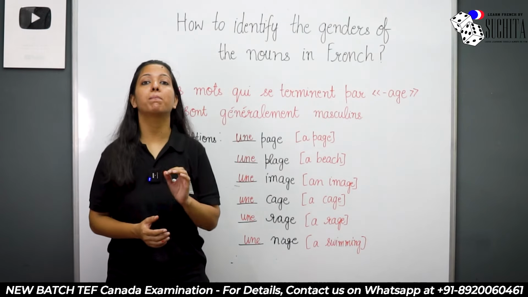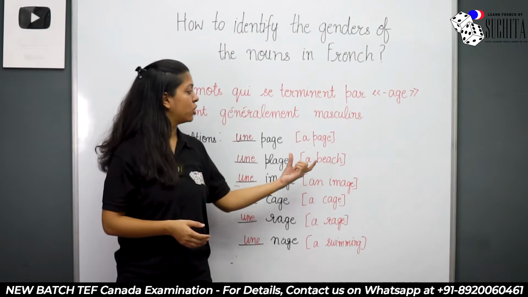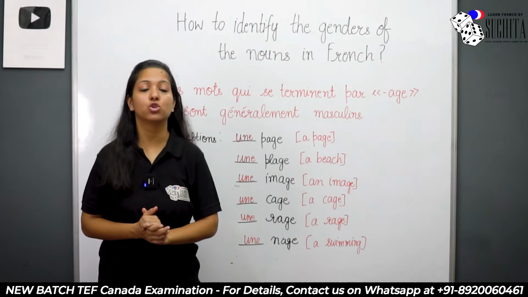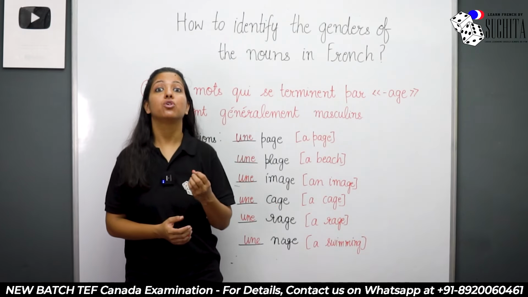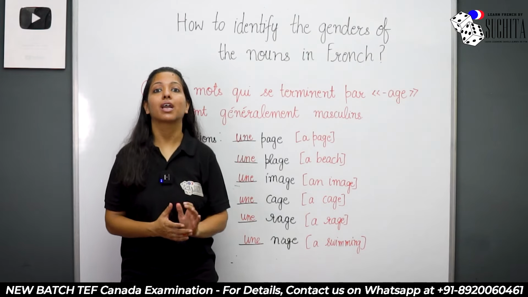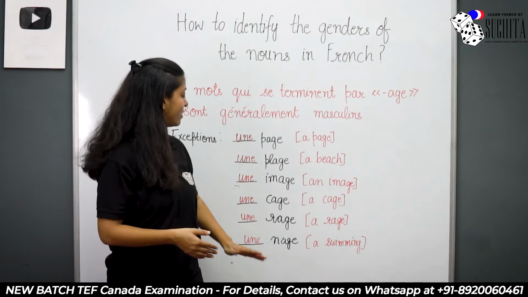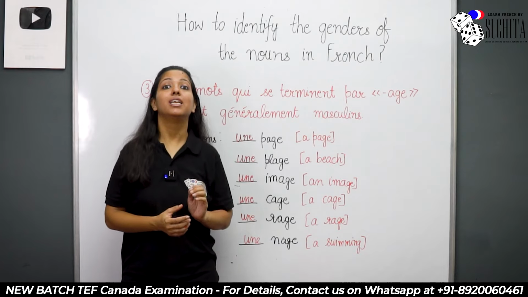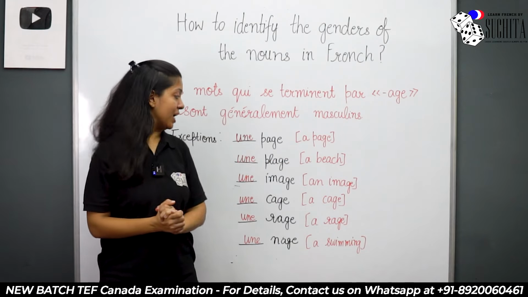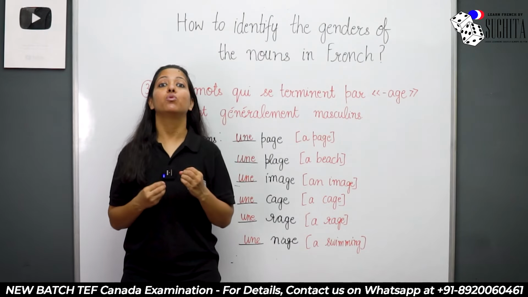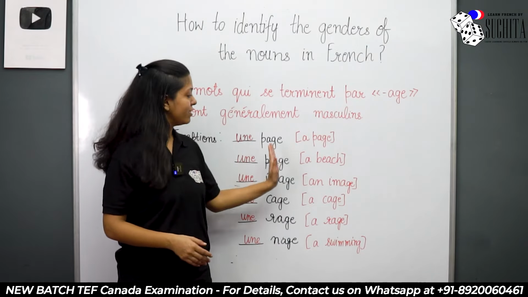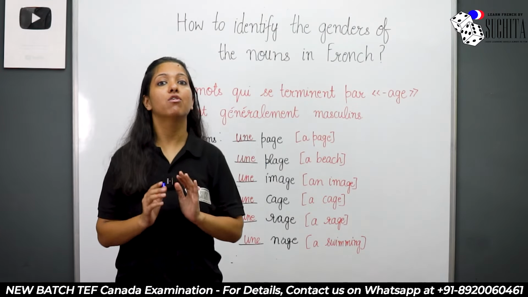The next one being une plage, a beach. Une image, which means an image. Une cage, which is a cage. The next one, une rage, a rage. And the last one, une nage, which means swimming. So I repeat it for you, une page, une plage, une image, une cage, une rage, et une nage. All these words are ending with age, but they are feminine.